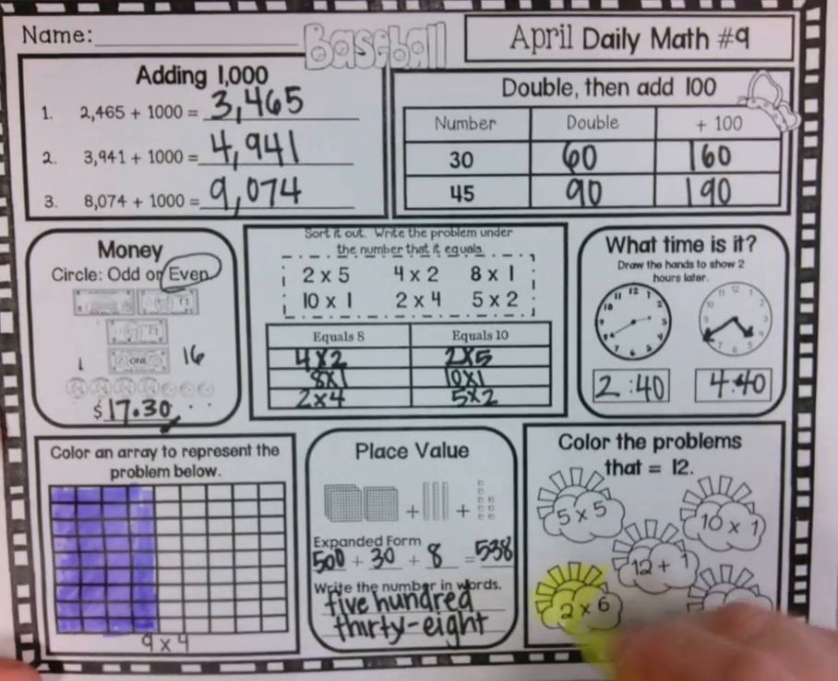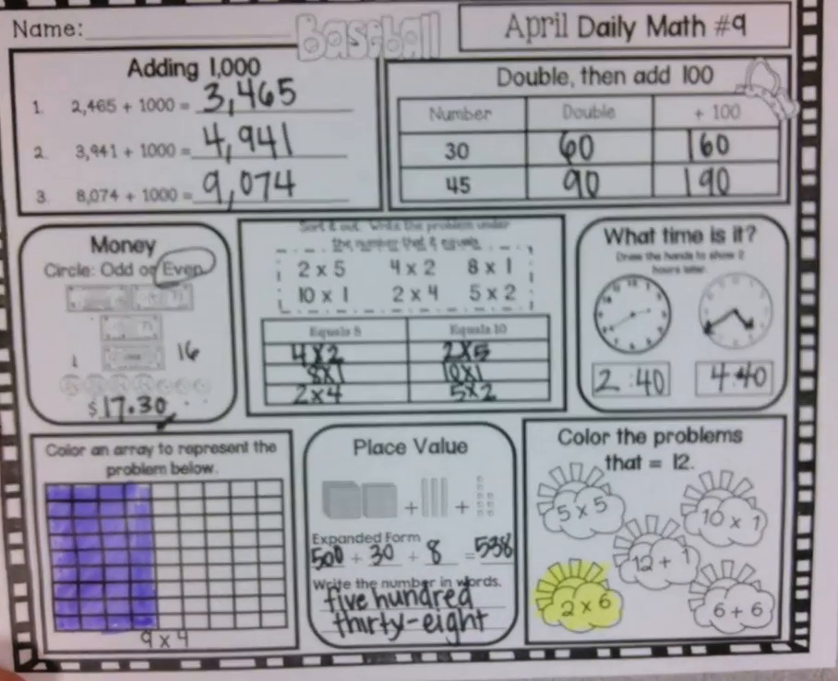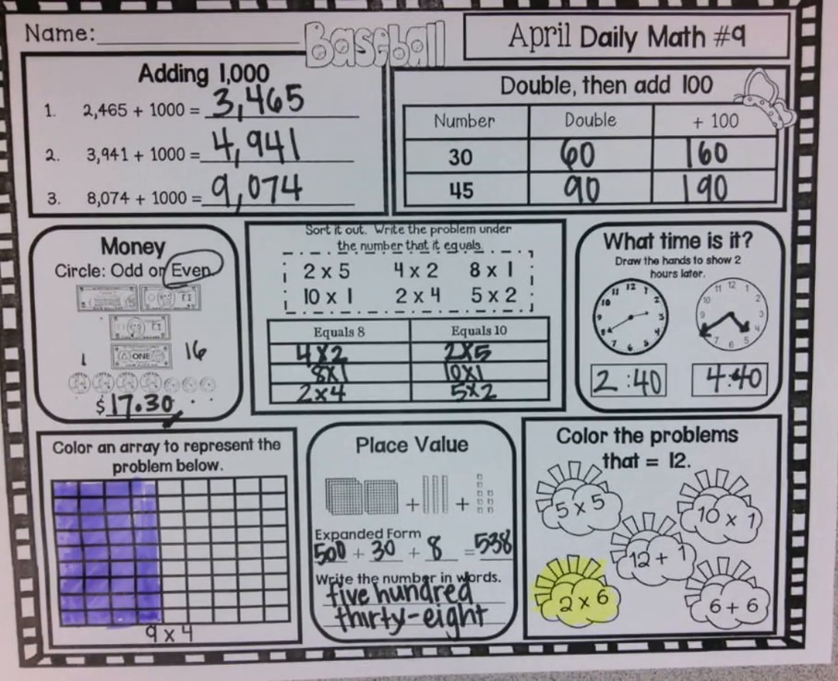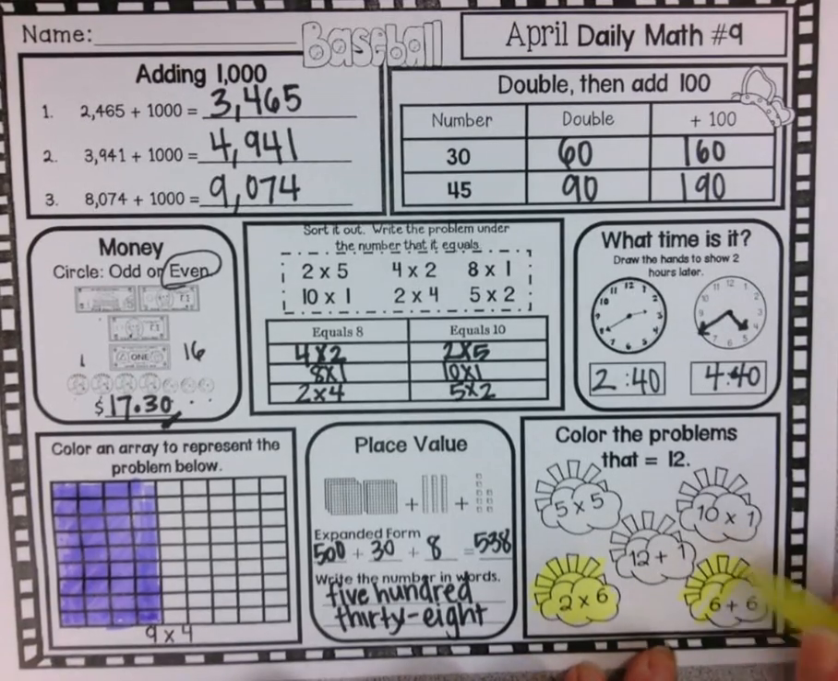So we're going to color him in. How about 6 plus 6? You bet. 6 plus another 6 equals 12. So we're going to color him in.